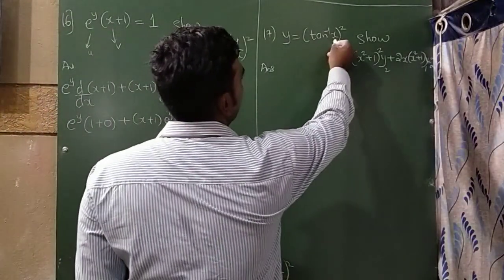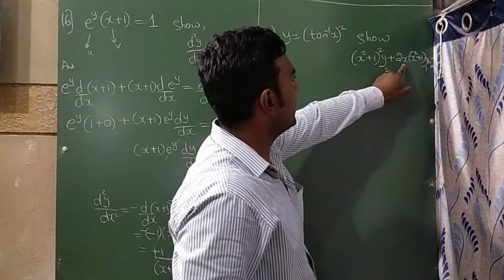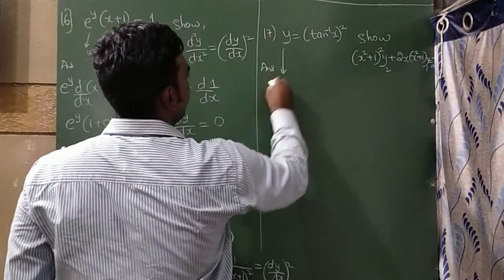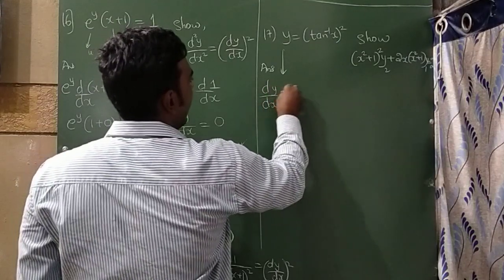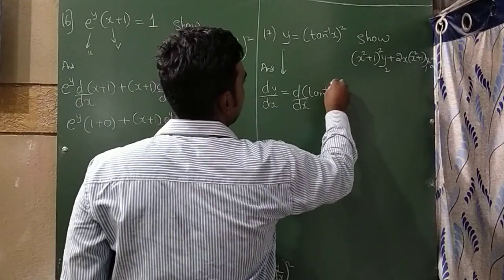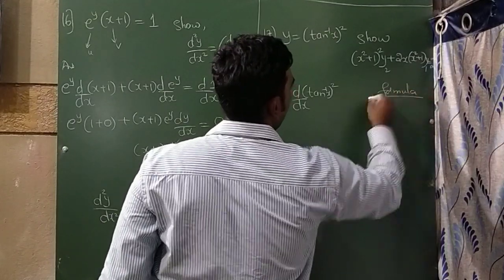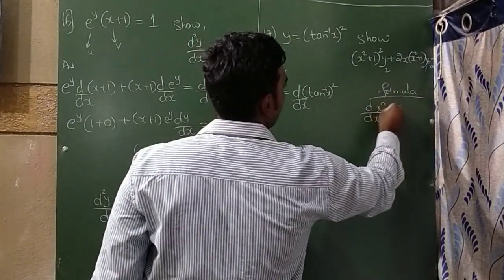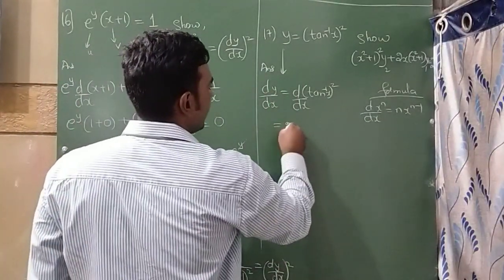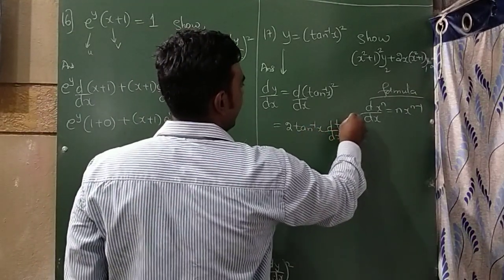Okay, y is equal to tan inverse of x square. Show that x square plus 1 whole square, y2 plus 2x, x square plus 1 y1 is equal to 2. So this one, d by dx of y, d by dx of tan inverse of x whole square. So here I'll apply this formula. That is nothing but n into x raised to n minus 1. So here I am going to write 2 tan inverse of x d by dx of tan inverse of x.